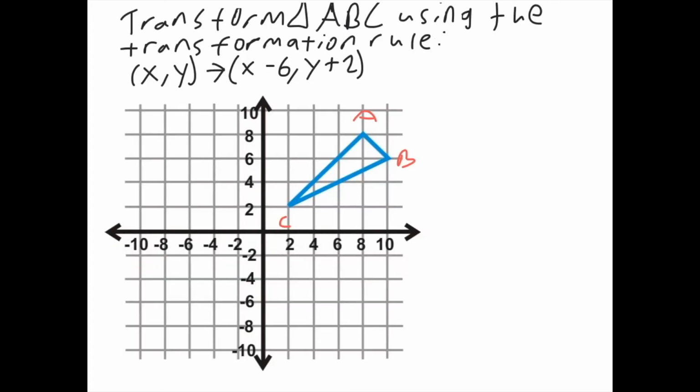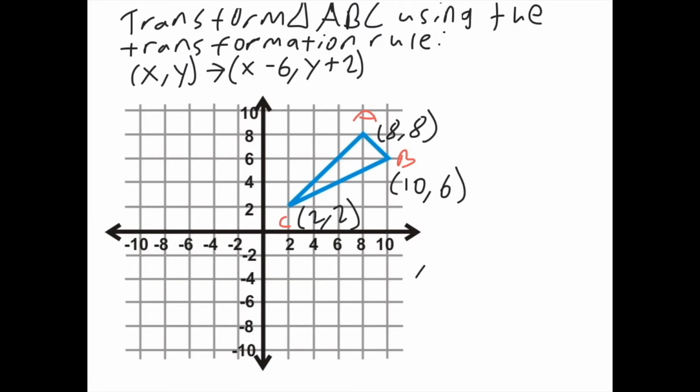For this example, we're going to transform triangle ABC using the transformation rule that they give us. And in this case, they say (x, y) transforms to (x minus 6, y plus 2). What that means is, for every point on that shape, we will move horizontally to the left 6 units, because it's negative 6, so we'll move to the negative side. So we'll move left 6 units and up 2 units because it's plus 2. So remember, x is horizontal movement, y is vertical movement. So if you look at point A, that is currently at the point (8, 8). Point B is currently at the point (10, 6), and C is currently at the point (2, 2).